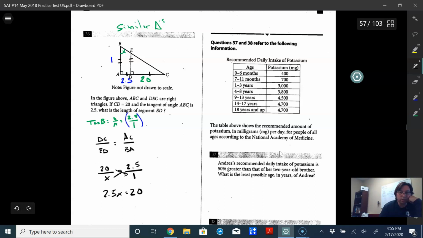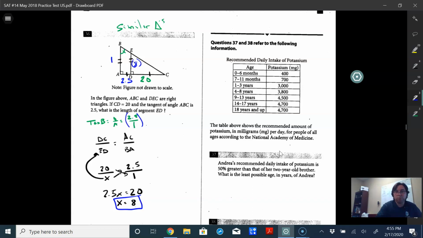2.5x equals 20. We do have the use of our calculator on this section, so let's divide there. 20 divided by 2.5. So x equals 8. And then therefore, x is equivalent to ED, and we can see that our answer choice here is 8.